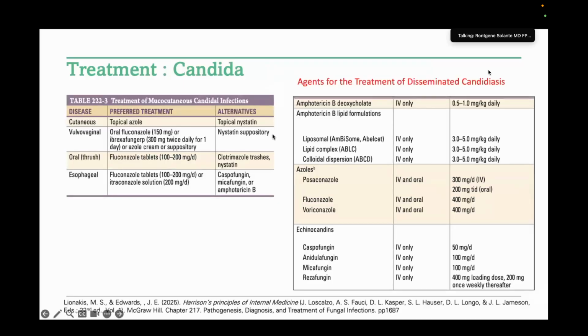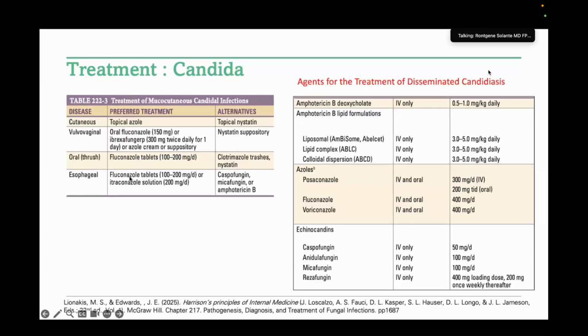Now, treatment. What's the treatment of choice? It depends on the site of the infection. For most mucocutaneous candidal infections, usually fluconazole is used. Whether vulvovaginal, oral, or esophageal, the preferred treatment is an azole, mostly oral. For vulvovaginal candidiasis, you give 150 milligrams of oral fluconazole. For oral thrush, you can give 100 up to 200 milligrams, same as for esophageal candidiasis.